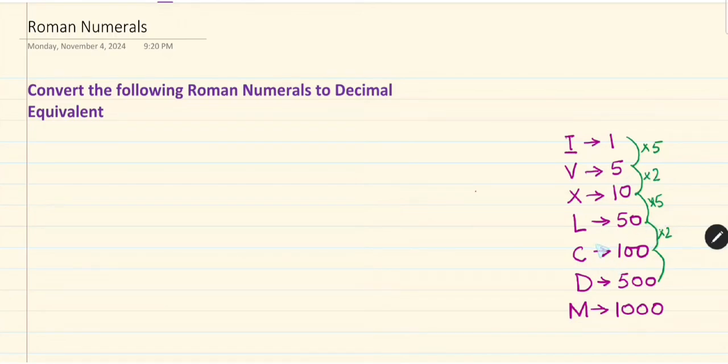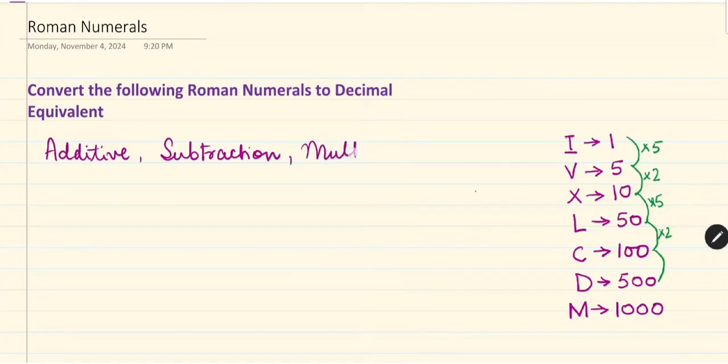Now, in the Roman numerals, it's not just an additive system, but it also supports subtraction as well as multiplication. So let me write that out. The Roman system supports the additive property, as well as subtraction. And then later on we'll see that it also supports multiplication in a very rudimentary form.